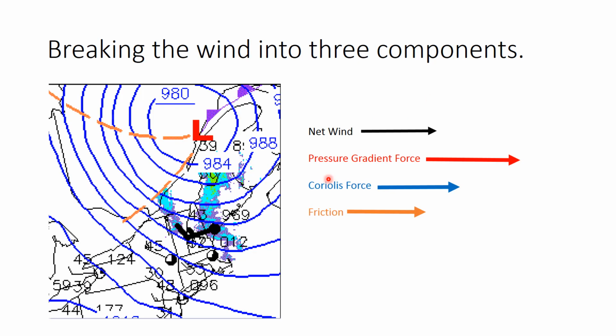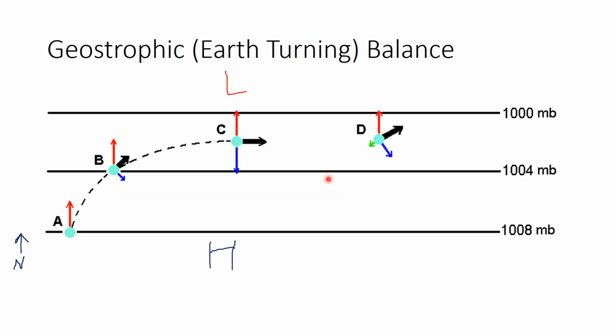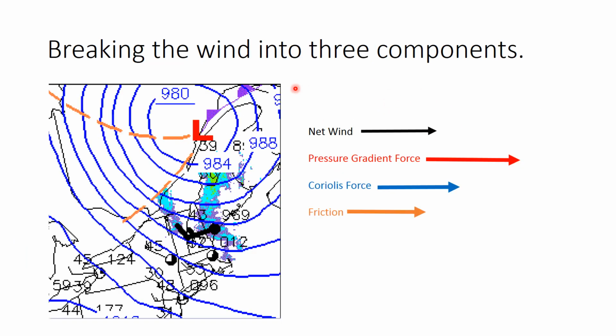Okay, now with that said, let's actually break the wind up into these three components. So let's actually take a station model, and let's break the wind up into these three individual components. And this is the last thing that you'll need to do for this lab. So here's how it works. The black line I'm going to draw represents the net wind. The red line will represent the pressure gradient force, the blue line, the Coriolis force, and the brown line, friction. All right, so let's do it.